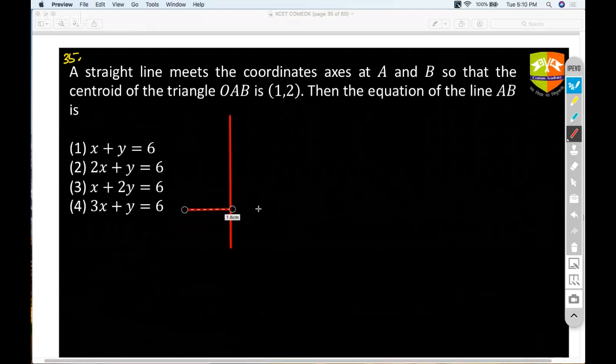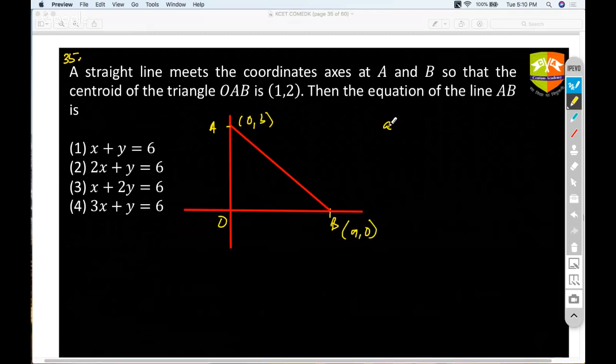Okay, so that's a pretty simple question. So OAB, this is the triangle and the centroid is 1, 2. So let's say this coordinate is 0, B, this is A, 0. So A by 3 is going to be 1, so A is going to be 3. And B by 3 is going to be 2, so B is going to be 6. So x by 3 plus y by 6 is going to be 1. That's 2x plus y is equal to 6. Option number 2 is correct.